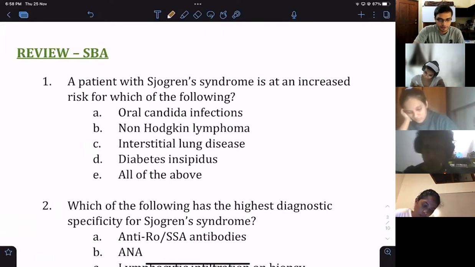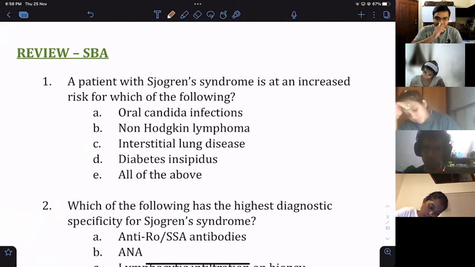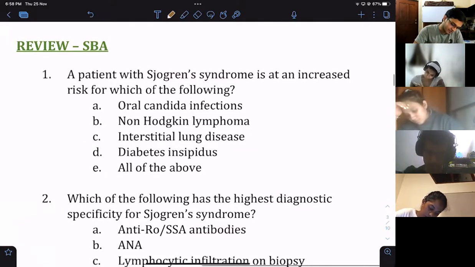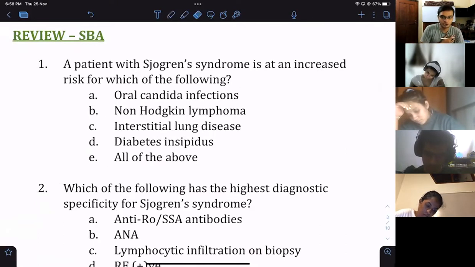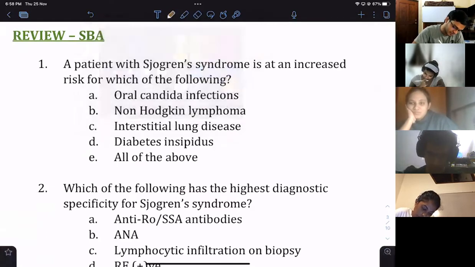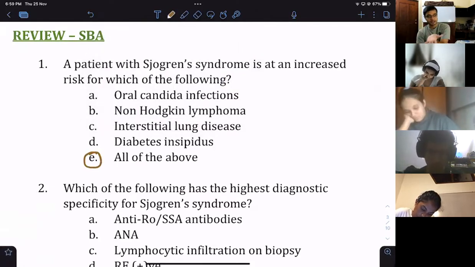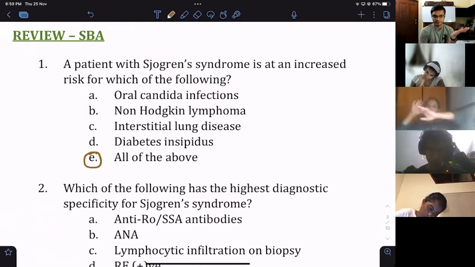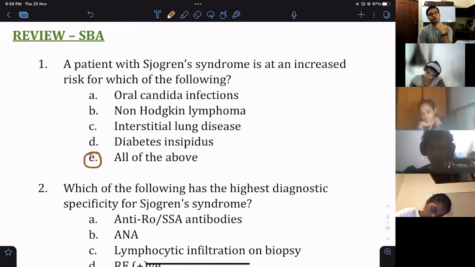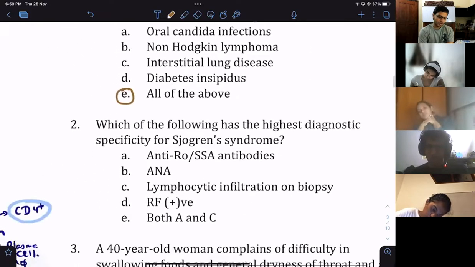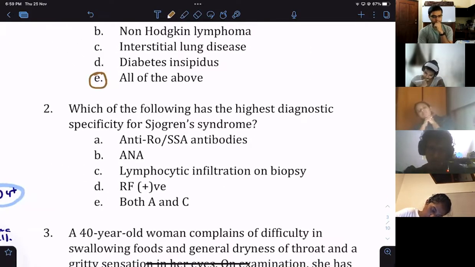You all are already sending answers, okay, good. So the first one, patient with Sjogren's, increased risk for which of the following? You all can put all of the above, no problem. Diabetes insipidus, specifically nephrogenic. If they had given cranial, that's wrong there. Number 2, quickly.